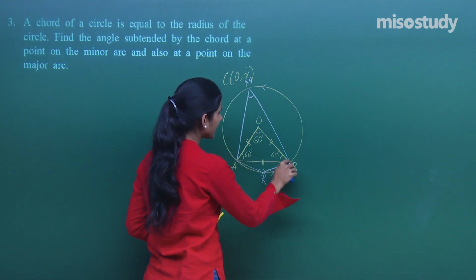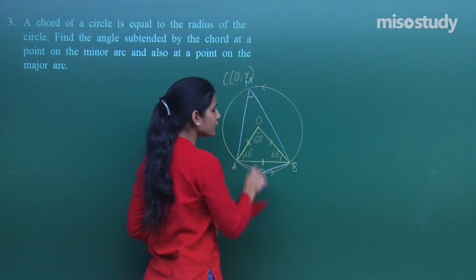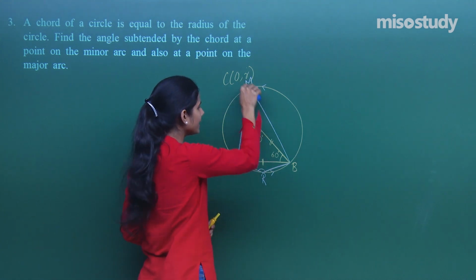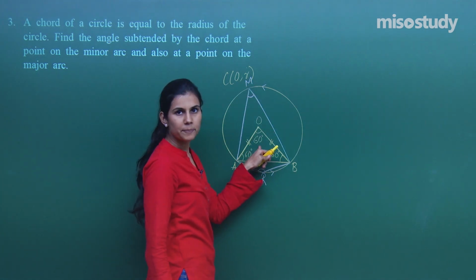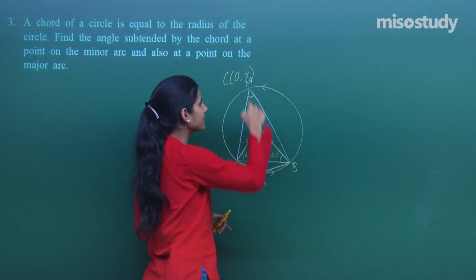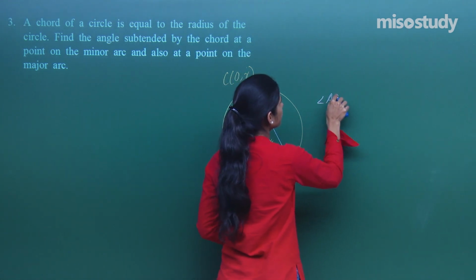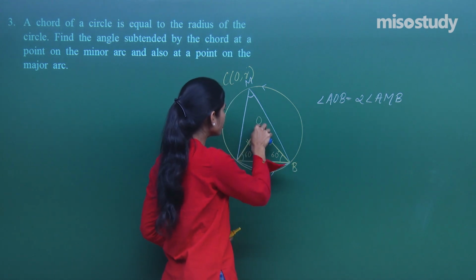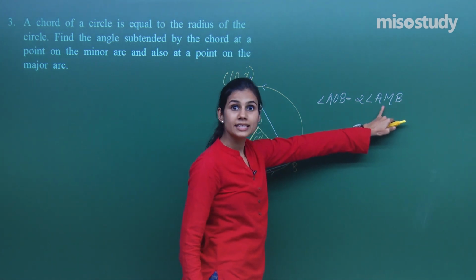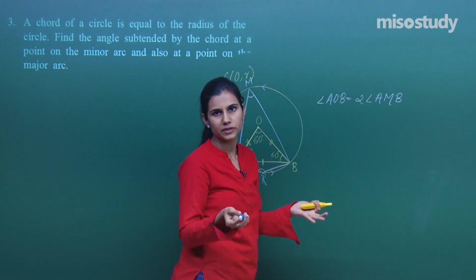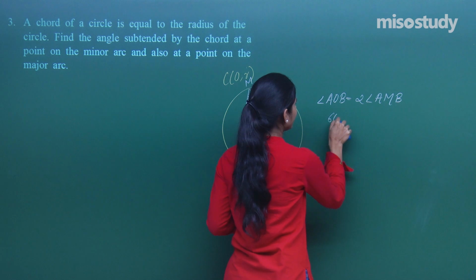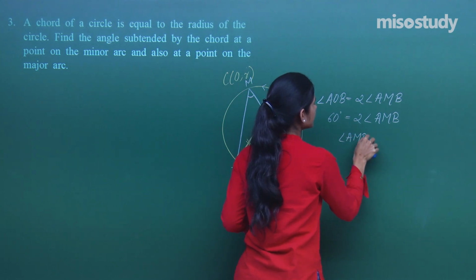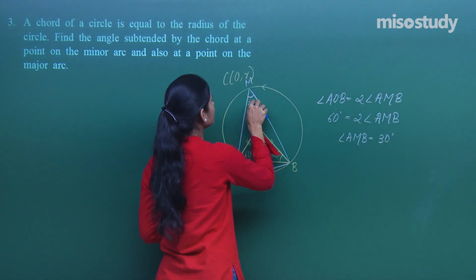Clearly, if you talk about the AB arc, then AB arc subtends angle AOB at the center of the circle, and the angle subtended by the AB arc at point M on the circle, that is the circumference of the circle, is angle AMB. Angle on the center subtended by an arc is twice the angle subtended by the same arc at any other point of the circle. So angle AOB will be twice of angle AMB, because angle subtended by the AB arc at the center of the circle is twice the angle subtended by the same arc at some other point M on the remaining part of the circle. So this means angle AOB is 60 degrees, is 2 times angle AMB. So angle AMB is 60 upon 2, which is 30 degrees. So you have this angle to be 30 degrees.